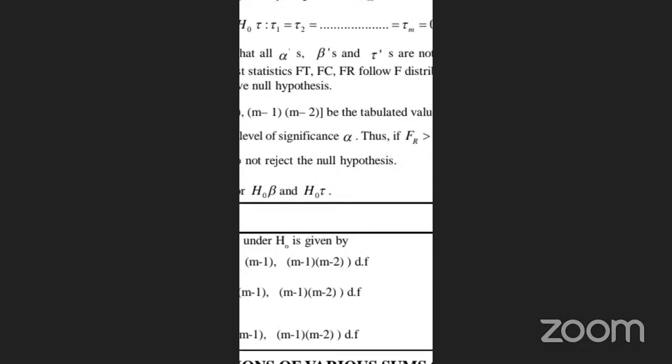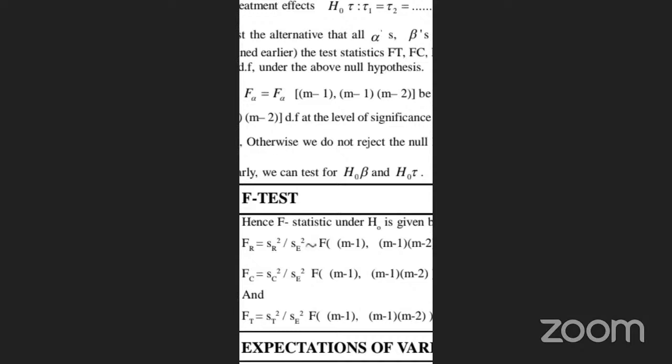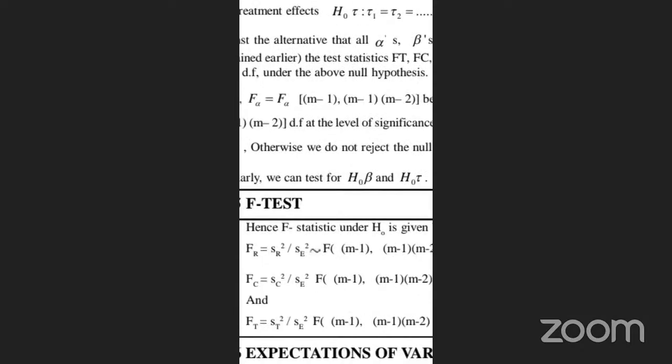If FR is greater than F alpha, we reject the null hypothesis. I already told in the class earlier: less than means we can accept, greater than means we can reject the null hypothesis. Otherwise, we do not reject the null hypothesis H naught alpha. So similarly, we can test H naught B also, H naught T also. Then the F test.